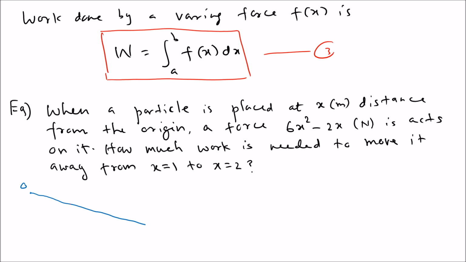So what we're going to do is move it away from x equal 1 to x equal 2. And then there's a force acting on that object, that's Fx, which is a varying force, given by 6x squared minus 2x. So the question is how much work you need to move it from x equal 1 to 2.